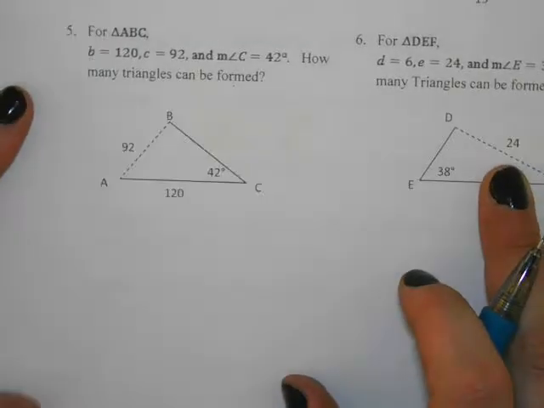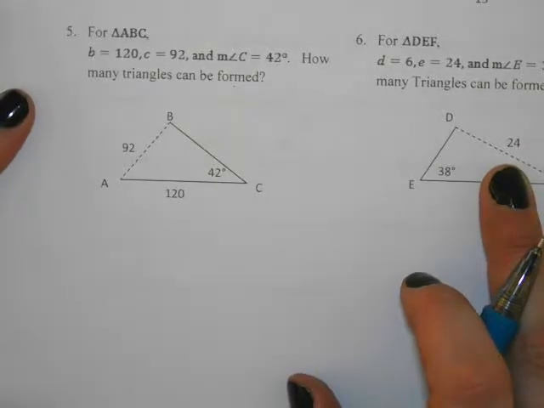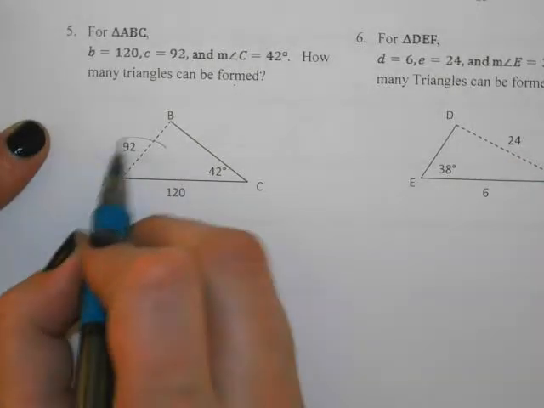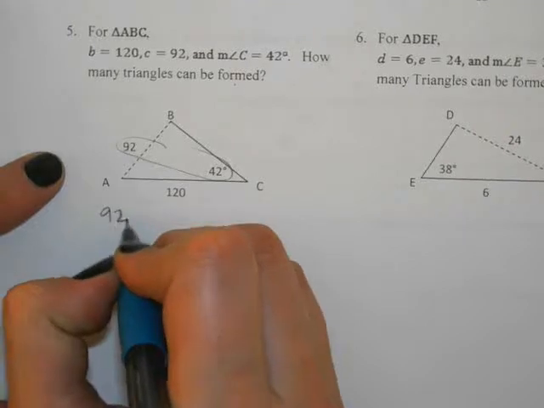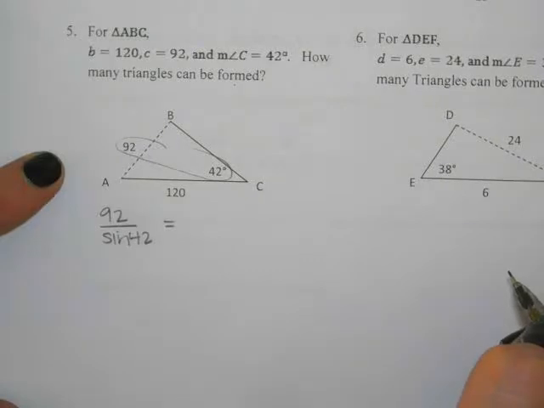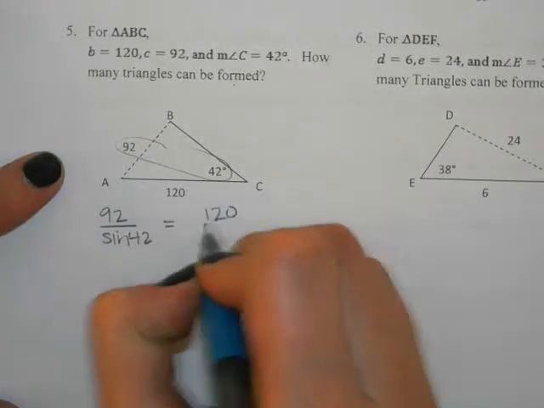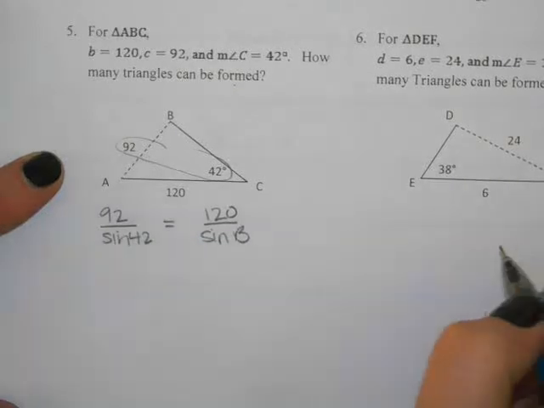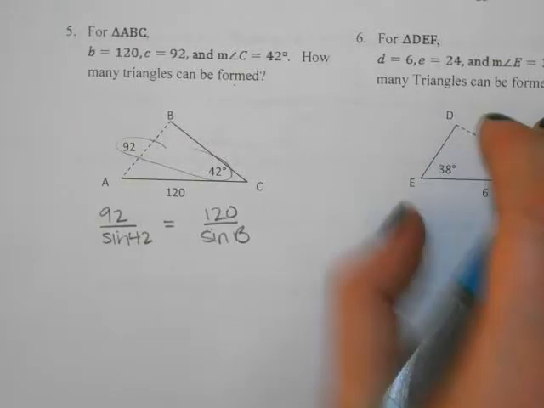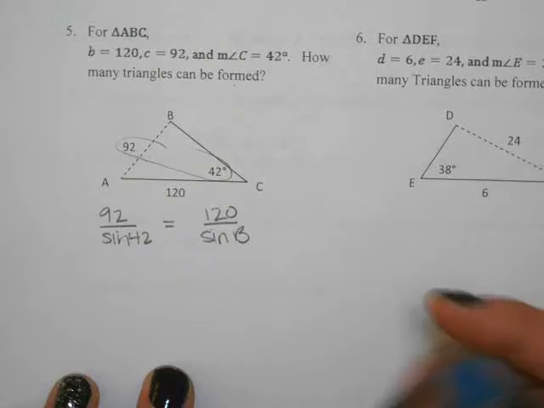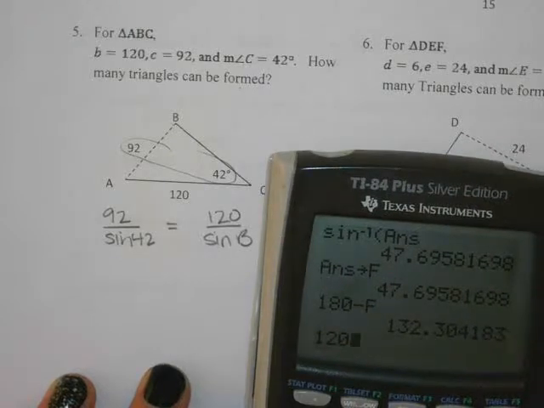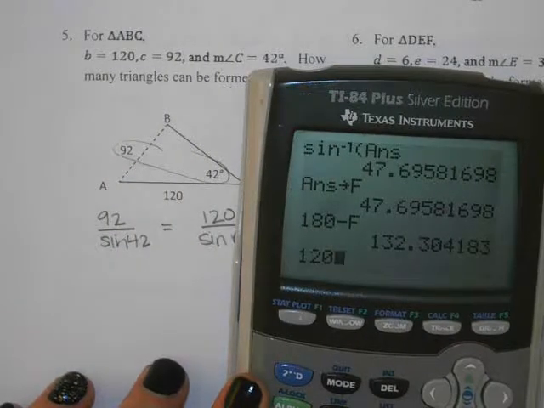Okay, so if we start problem number 5, how do we start it? The same way we always start it. So these two go together. So we have 92 over sine of 42 equals 120 over sine B. Okay. How do we solve for angle B? Cross multiply, so we have 120 times sine of 42.